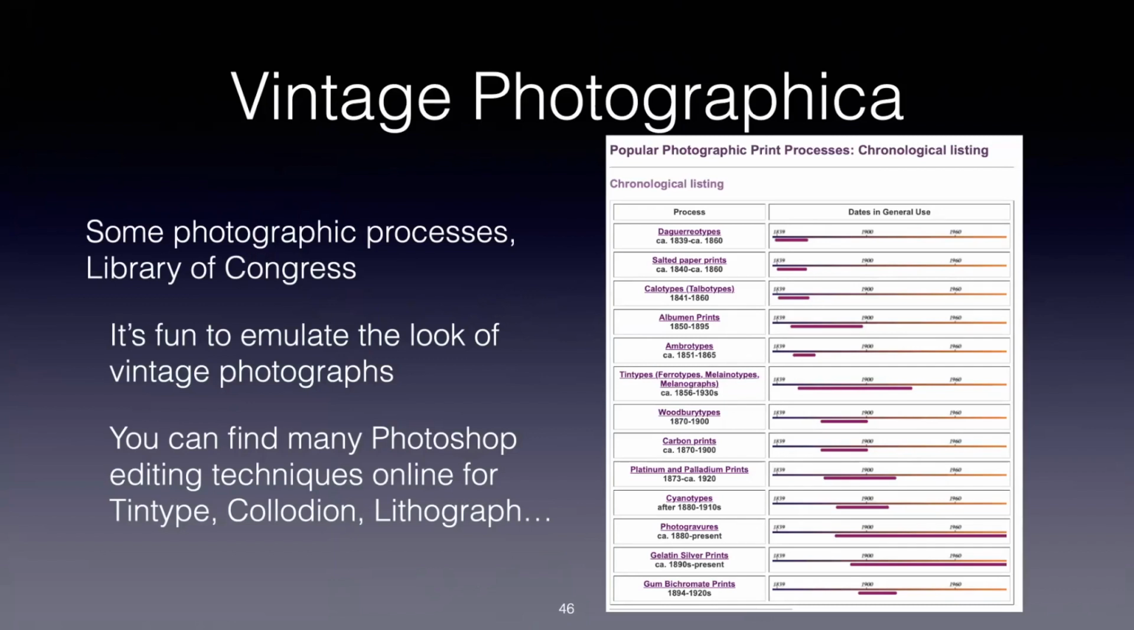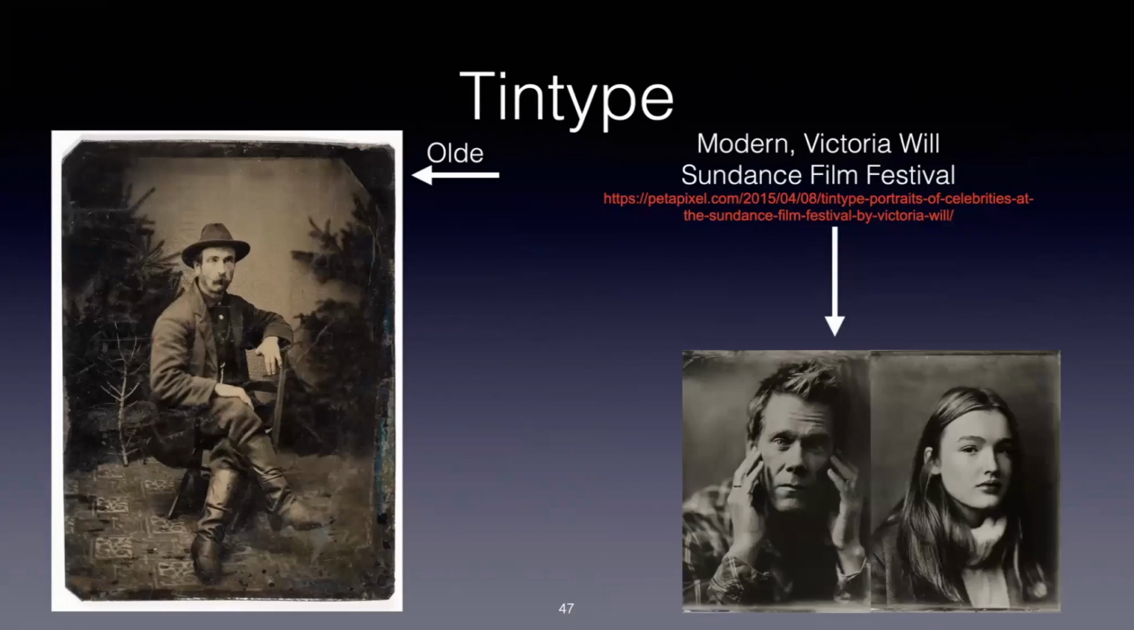You can find a ton of editing techniques for tintype and collodion, which are the two I use. I've also played with lithograph looks. You can use cyanotypes and photogravures and everything, gelatin silver. You can play with photographs using Photoshop tools and kind of some cookbook ways of using Photoshop. And I'll show you a couple of them here that I like.